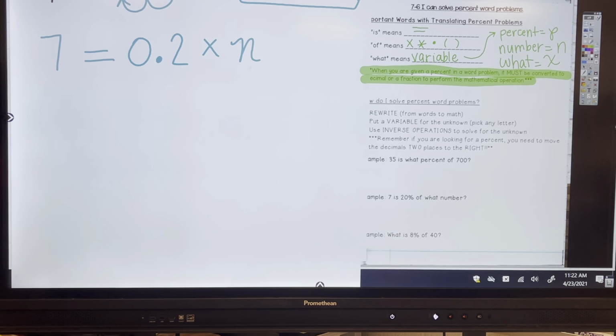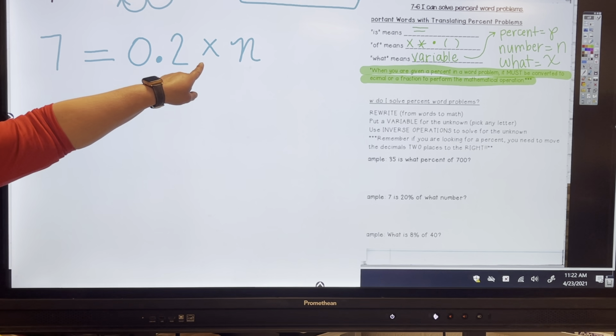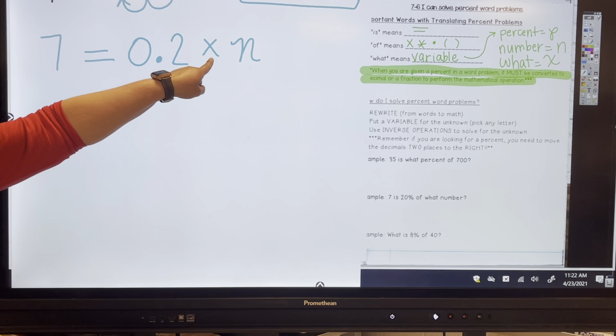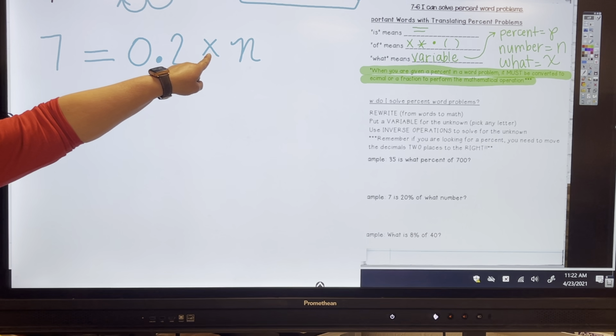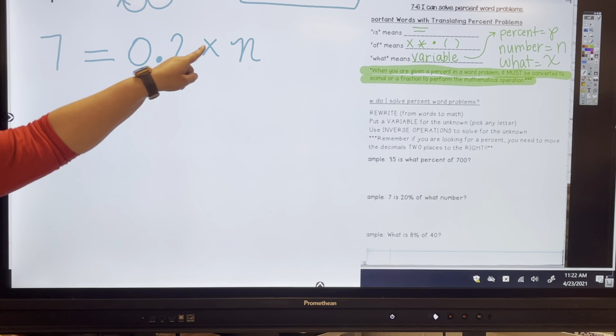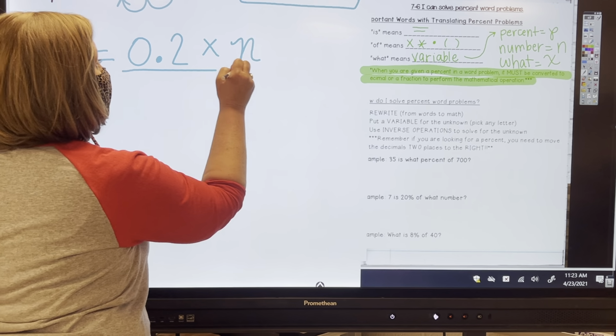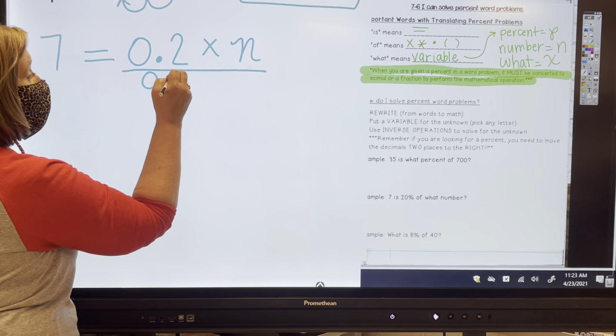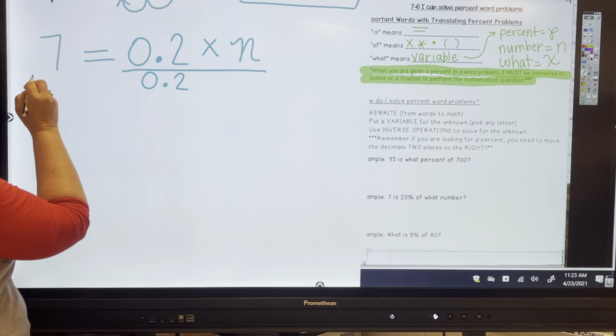Is this an algebraic equation that we've looked at before? Have we looked at a problem like this before? Yeah, we have. Chapter 3, decimals. We've already done one like this. What operation is this? Times. So what's the opposite of multiplication? Division. So I'm going to divide both sides by what? 2 tenths.